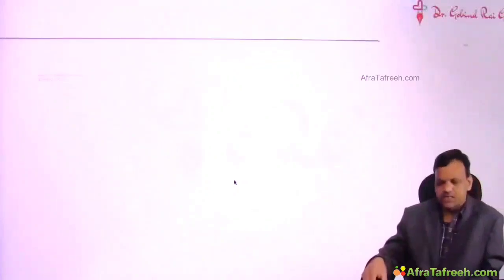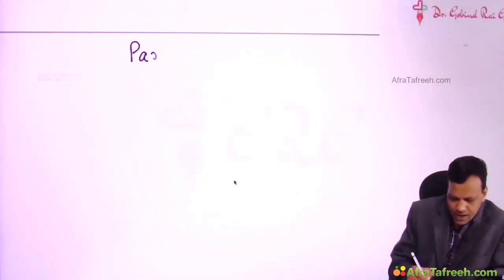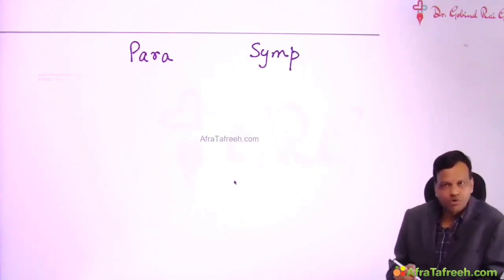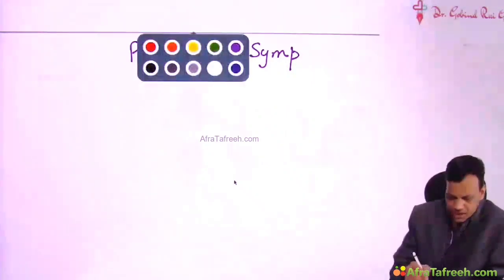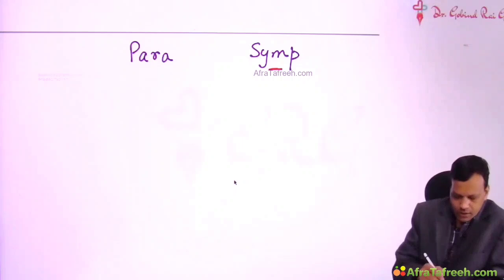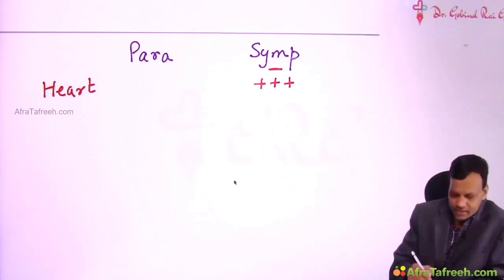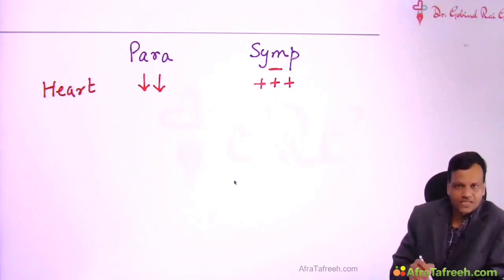The next important thing is the functions of these systems. Remember, the parasympathetic system and sympathetic system have opposite functions. That means if one stimulates, the second will inhibit at most of the places. And you can remember very easily, we know sympathy is related to the heart. So if we see the heart, the sympathetic system will stimulate the heart. Parasympathetic is opposite, it will depress the heart. So the sympathetic system will stimulate the heart, parasympathetic will depress the heart.